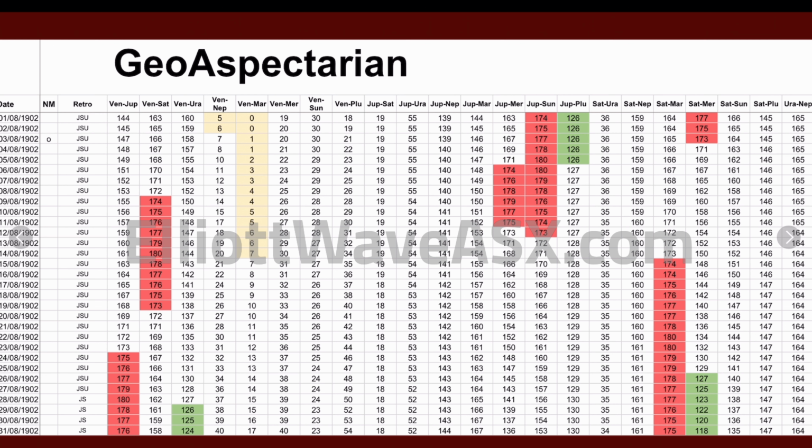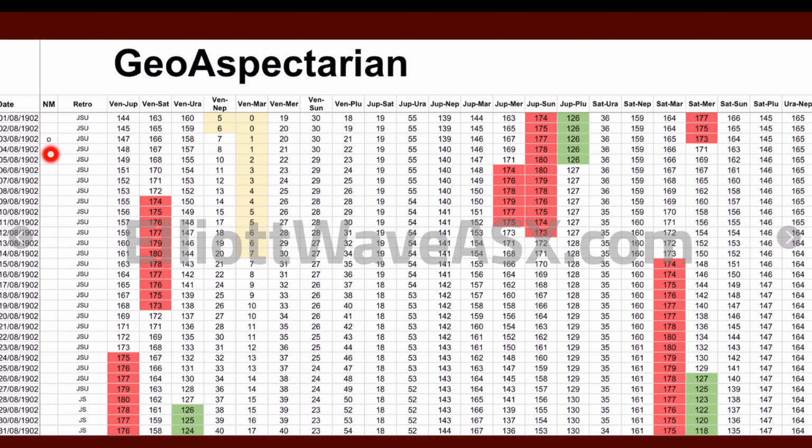All the aspect combinations have been worked out for you. In the first column we've got the date. Now I won't go into too much detail about the next two columns in this video, but NM stands for new moon, and when there's a new moon, there's an O in this column, and that's quite important in Gann's work.